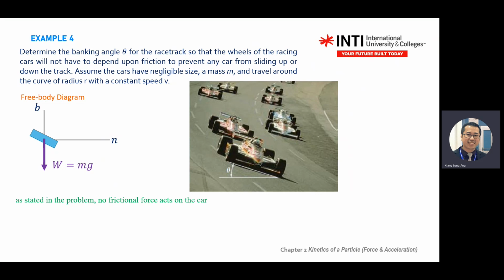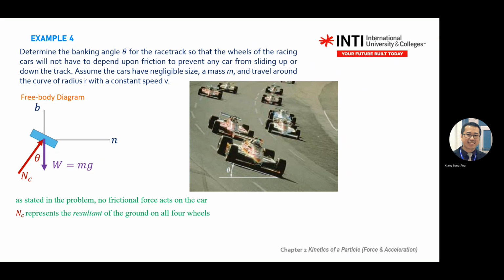No friction force. What I mean by no friction force is there's no contact surface, and you don't need to find it. But actually, I just put it there. So the resultant of the surface is at a certain angle. This angle is the angle of the circuit.